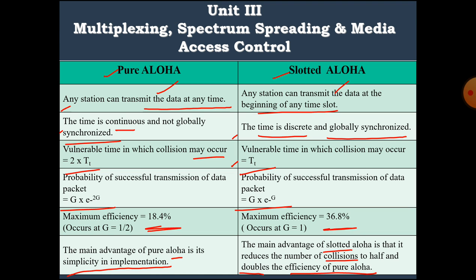Okay, these are the basic differences between pure ALOHA and slotted ALOHA. I hope you all understand the concept of ALOHA.